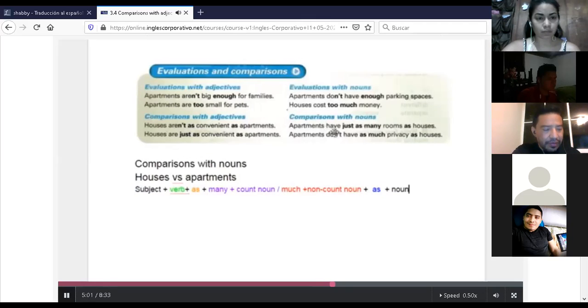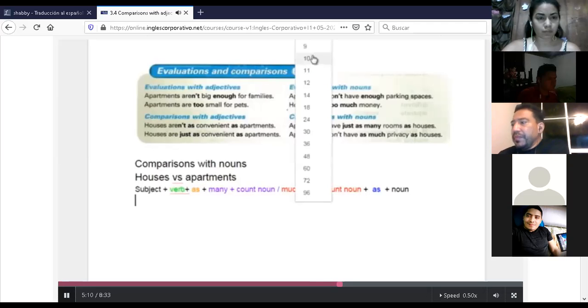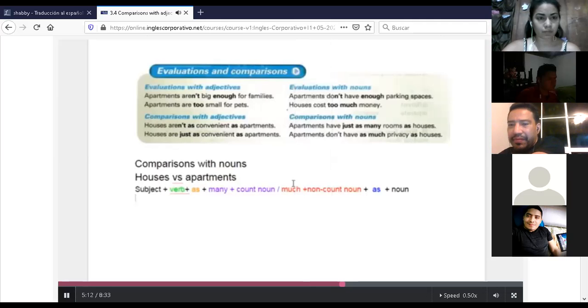So first of all, we're going to have some sort of subject. So in this case, as you can see, apartments is our subject there. I'm going to go ahead and make this small because I want it to fit on the screen. So apartments, that follows the verb. The verb can be in its positive form or in its negative form. And then we're going to include as or just as, as you can see there.